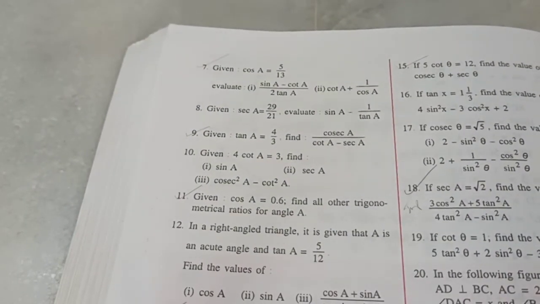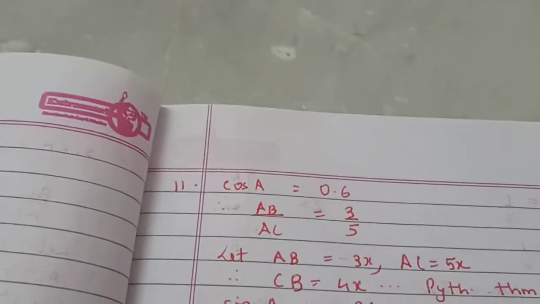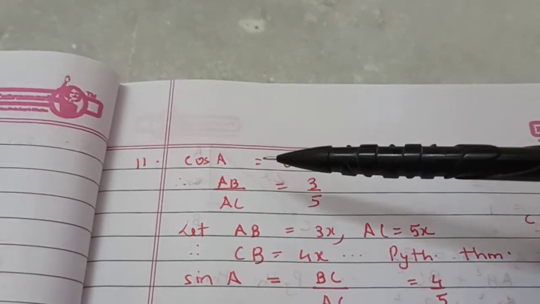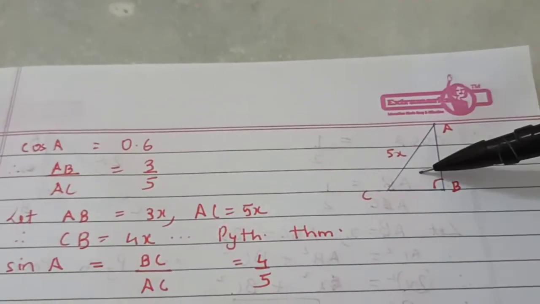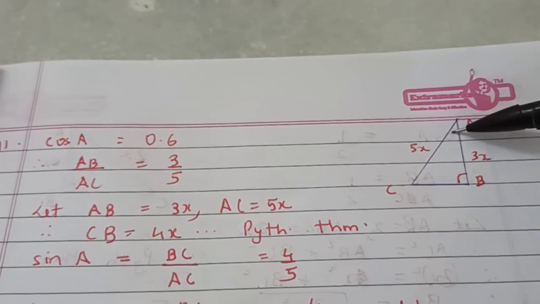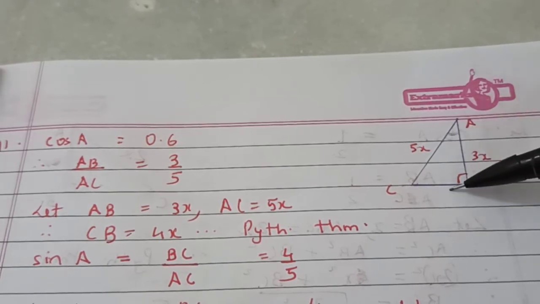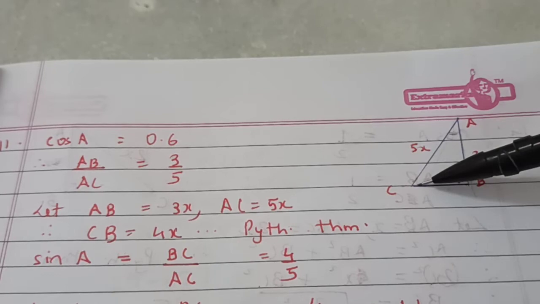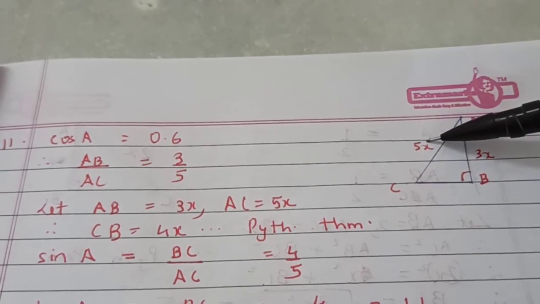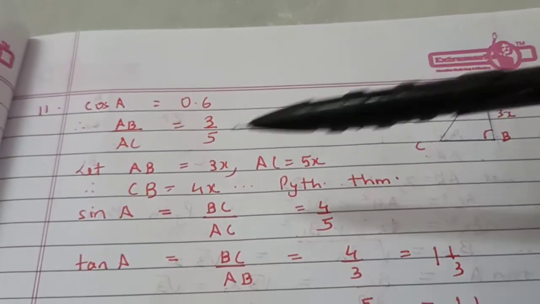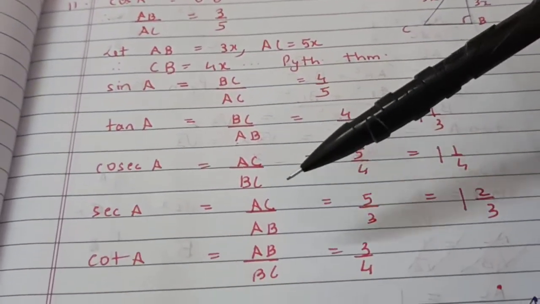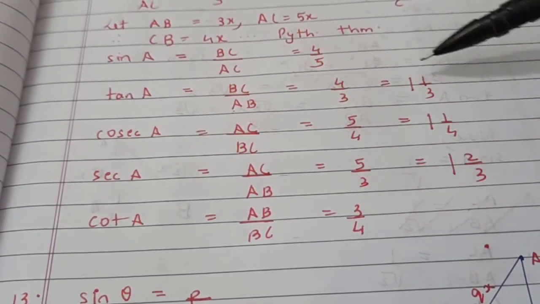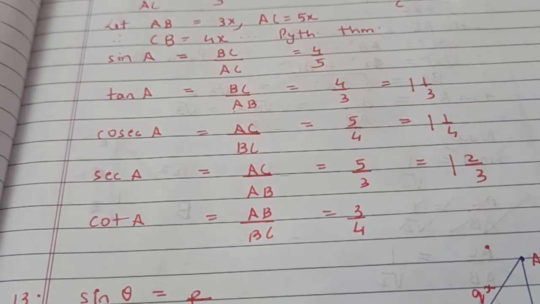Next, the 11th sum. Again, cos A is 0.6, that is 6 upon 10, that is 3 upon 5. So it is like any other sum. They've given a ratio of 3 upon 5, and cos is adjacent upon hypotenuse. So draw a triangle. B is 90 degrees, A is not 90 degrees. So this will be the opposite. This is the adjacent, and this is the hypotenuse. Assume these as 3x and 5x. By Pythagoras theorem, this is 4x. So get the value of sine, get the value of tan, cosec, sec, cot, using their definitions, and mixed fractions if required.